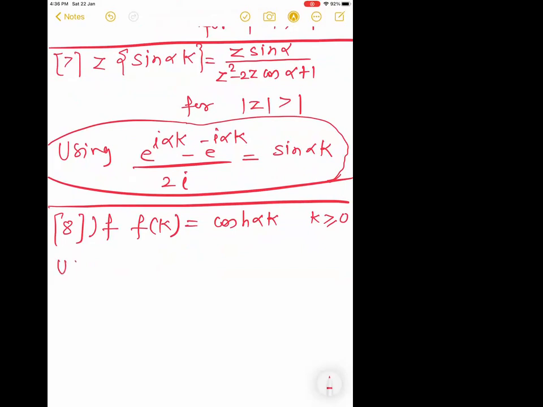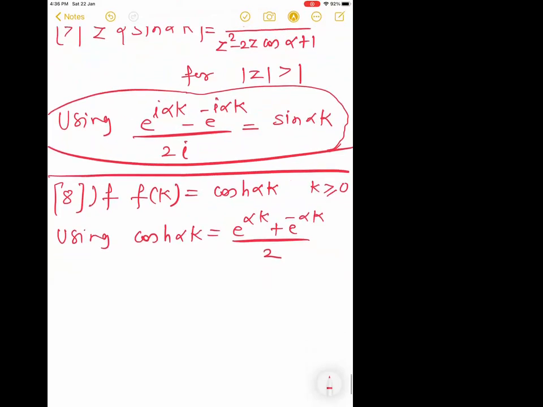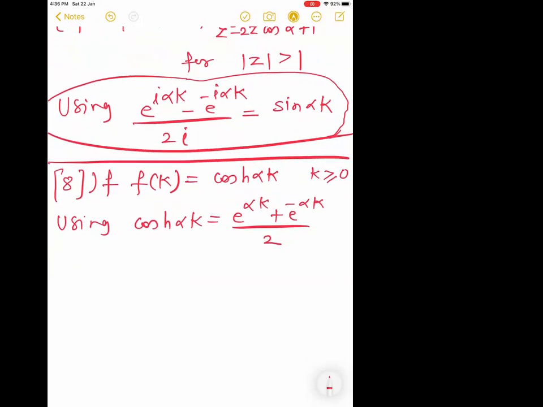So like using complex numbers, similarly the hyperbolic functions have the formula: cos hyperbolic alpha k, you can use this form, e raised to alpha k plus e raised to minus alpha k divided by 2. No i in this case, please write carefully. So cos hyperbolic alpha k is this one, and using this definition and simplifying the series, geometric progression, you will get the summation, which will give you the answer. Madam, after it, is there double F?